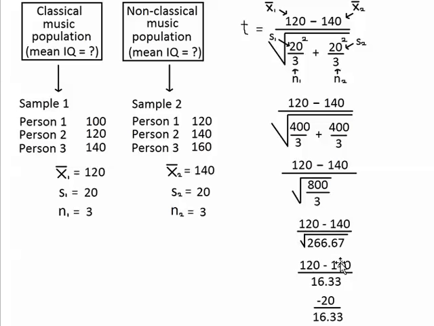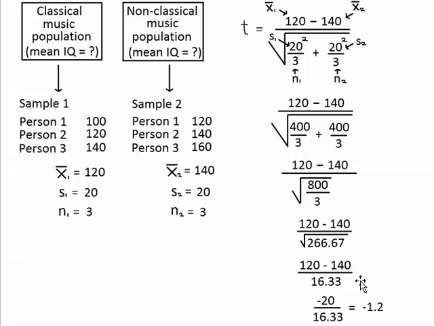120 minus 140 equals negative 20. Now I just have a number on top and a number on the bottom, so I can divide. I just divide the top by the bottom. Negative 20 divided by 16.33 is negative 1.2. That's my t-score. It's my test statistic.